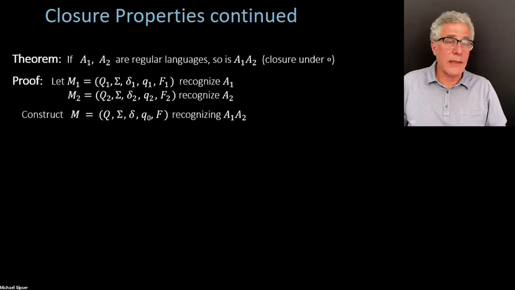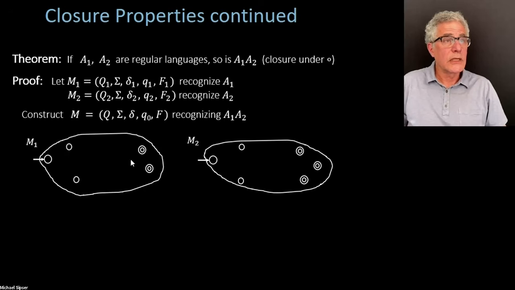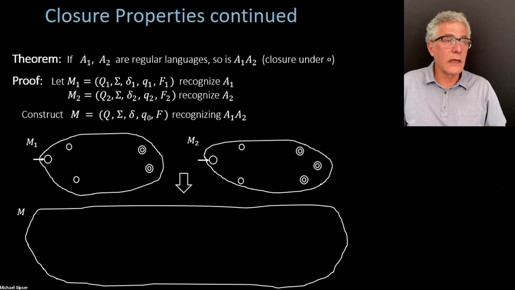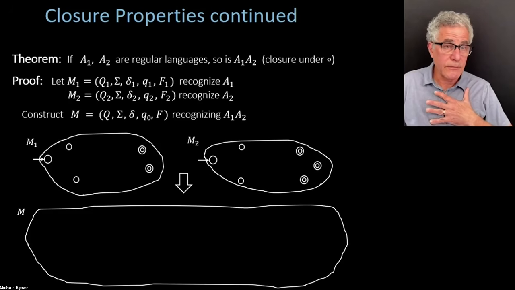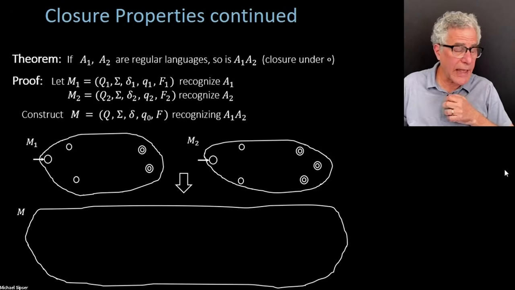So we're going to do the same scheme here. We're going to take two machines for A1 and A2 and build a machine for the concatenation language out of those two. So here are the two machines for A1 and A2 written down. And here is the concatenation language. And I'm going to propose to you a strategy, which is not going to work, but it still is going to be a good intuition to have.